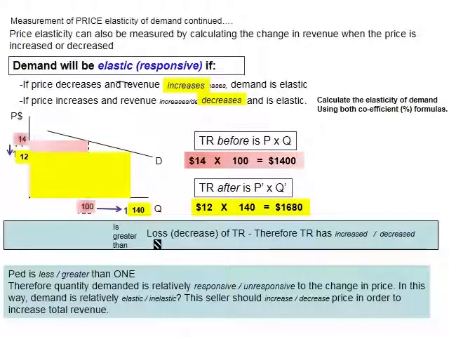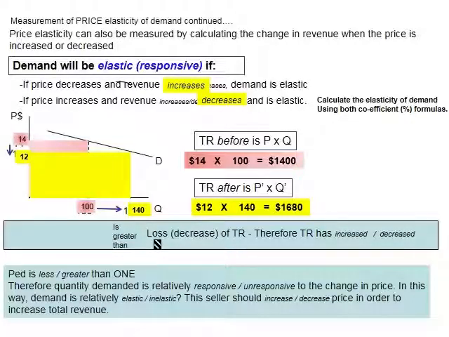Now this slide requires you to use the revenue method and the two coefficient formulas to calculate elasticity, and of course you should arrive at the same conclusion, that demand is elastic. Now remember, for a business, it's important, if they want to increase revenue, to know whether to increase or decrease the price. So as we can see here, if demand is elastic, sellers will decrease the price in order to increase revenue. If they increase the price, they'll lose money, they'll lose revenue.